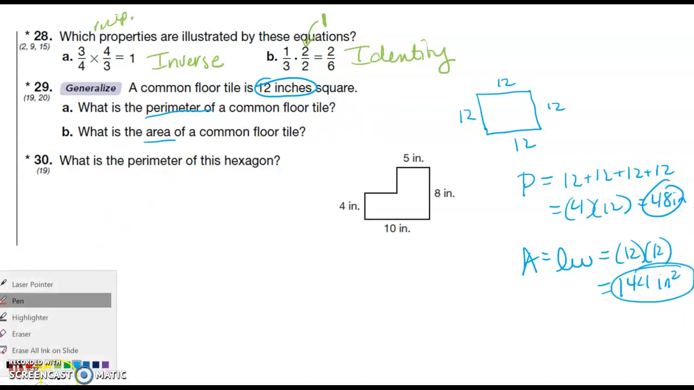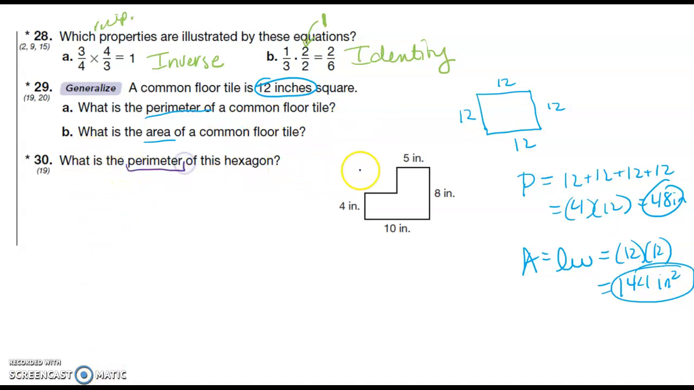All right, let's go to the next. What is the perimeter of this hexagon? Okay, you're supposed to add all the sides. We have a problem because we have 2 sides that are not labeled. So we're going to try and figure those out. So this is the vertical side we don't know, and we know this is 8 and this is 4. So to find this side, we're going to do 8 minus 4, which is equal to 4. So this side is 4.